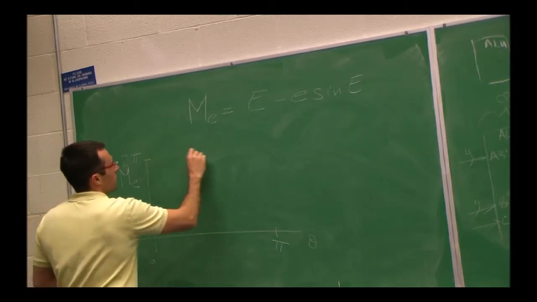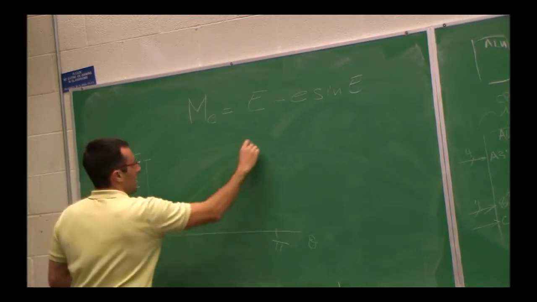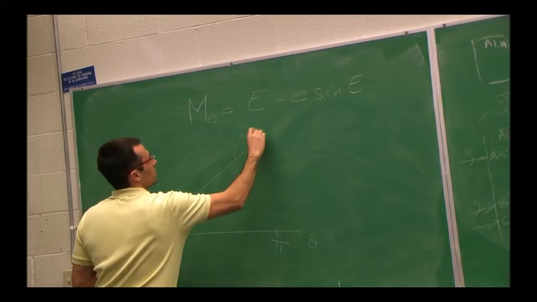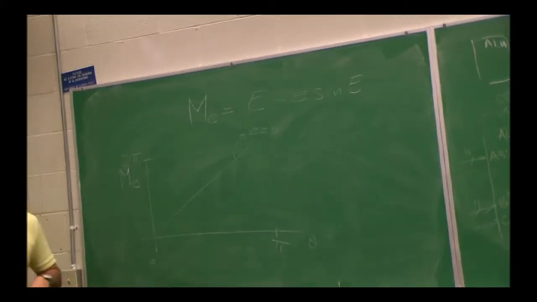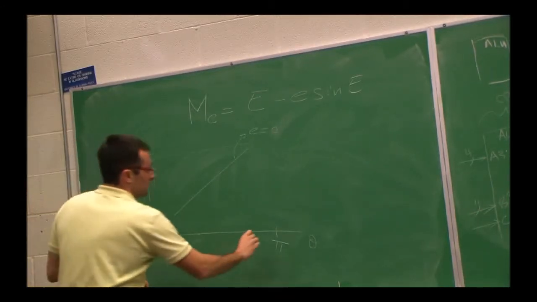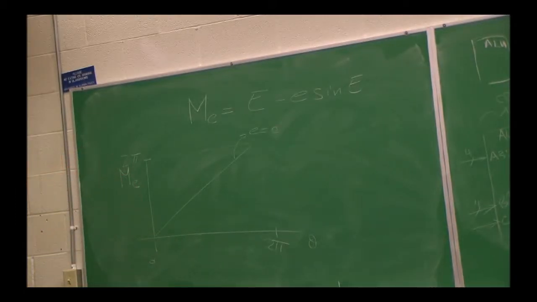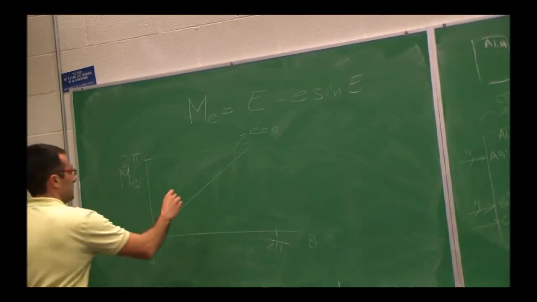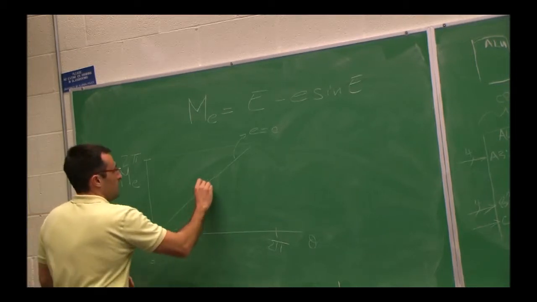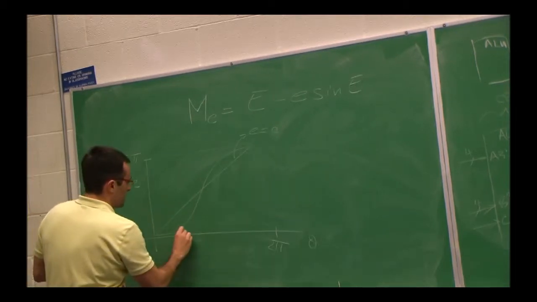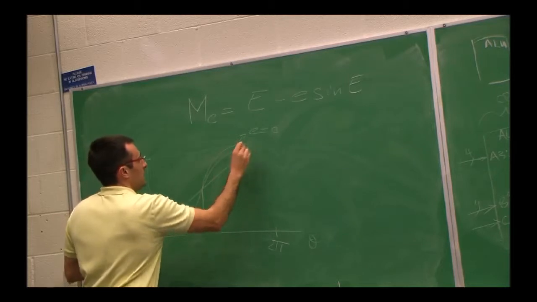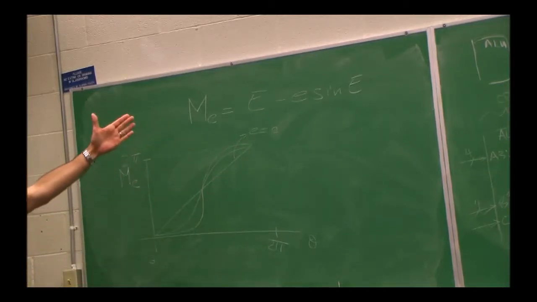So basically, you get monotonic functions. You get a line for e equals 0. So this is something that you will have to plot in MATLAB if you want. And then as you start changing the eccentricity, they start going in a particular way like this as you increase eccentricity. But the point is that they are monotonic functions.